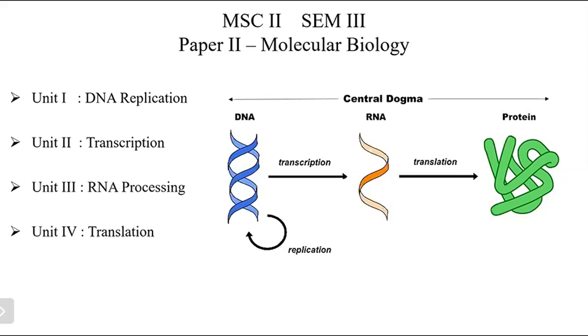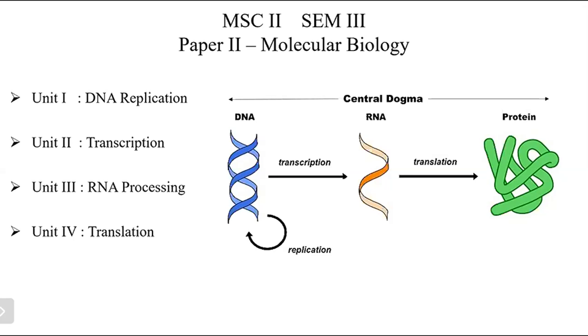So in paper 2, we have 4 units. First is DNA replication, second is transcription, third is RNA processing, and fourth is translation. Now, today I'm going to give you an overview of the paper, and I want to discuss some basic points, or let's say some revision, before we start with the actual topic.